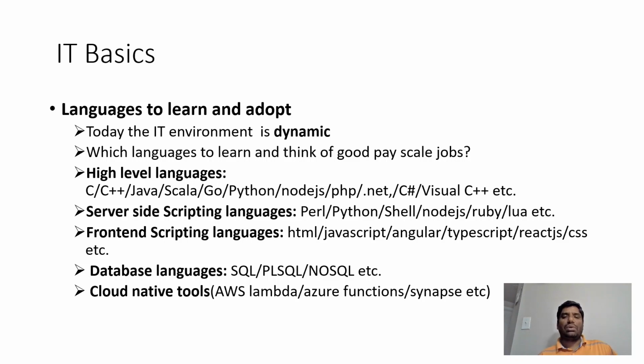So Python can be used as a scripting language as well as the high-level language where you can develop. Perl is purely used for scripting and shell scripting, and in Node.js you can also write scripts. Ruby on Rails you can write scripts. Lua, like there are many tools coming up. So you have to keep upgrading ourselves to compete in this market.